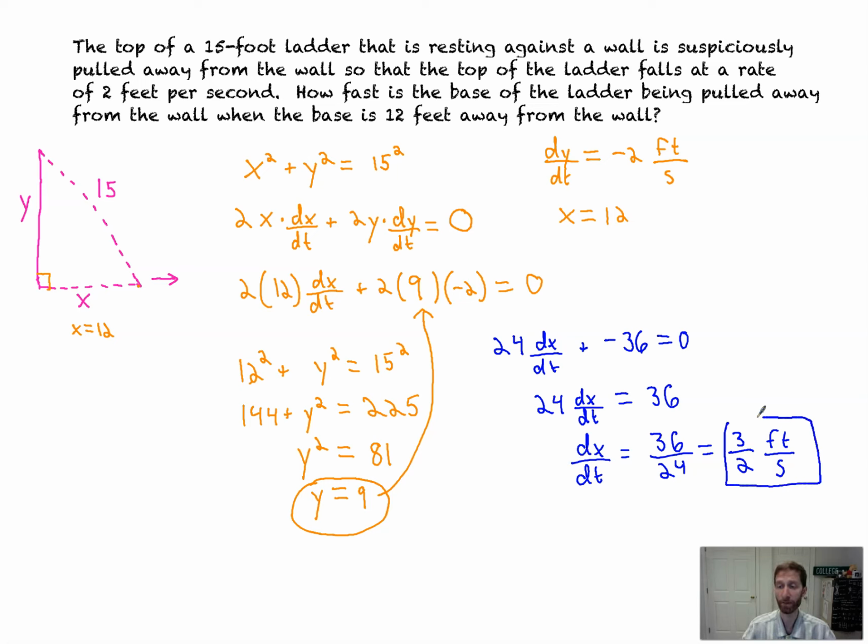And that's your answer. The thing to note here is that x of t, or dx dt, should be positive because it's getting pulled away from the wall, right? So it's going in the positive direction. We're gaining distance from the wall, not losing it, right? And that's why we have a positive dx dt.